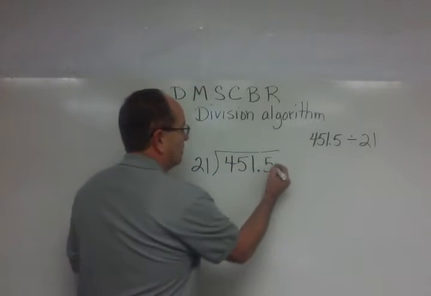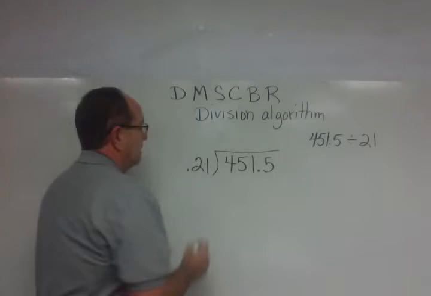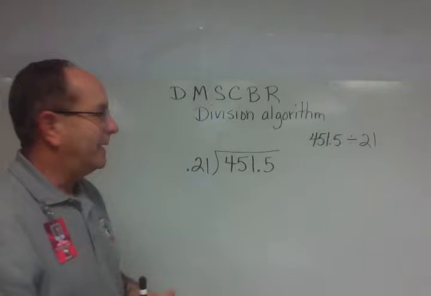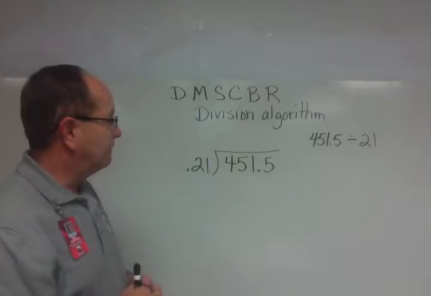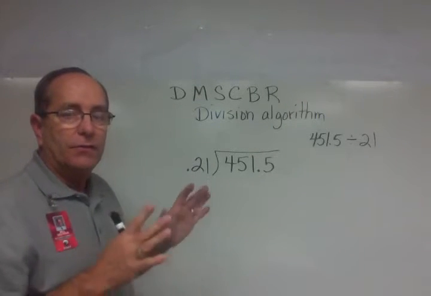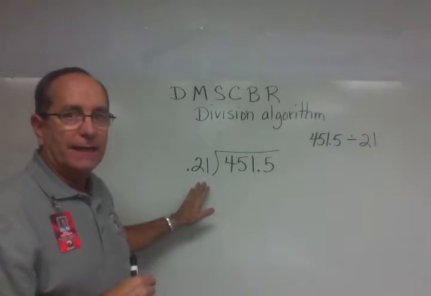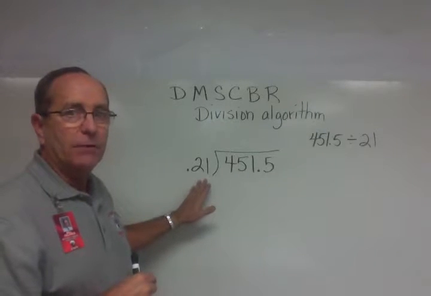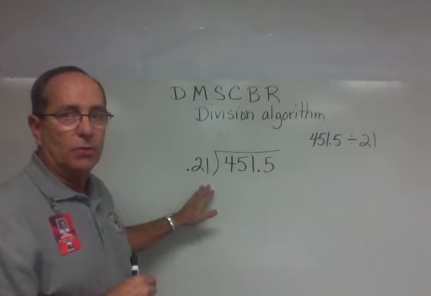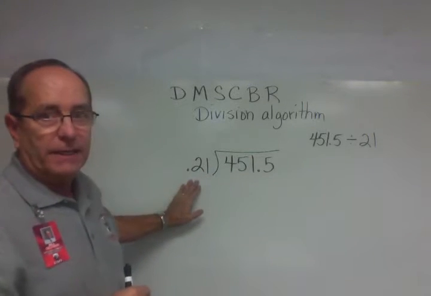And we have this number from our original number that we had. And let's say that we're dividing a number by a decimal now. So we have 451 and a half divided by 0.21 or 21 hundredths. Now this takes on a different approach to dividing. A divisor can never be a decimal number. It always has to be a whole number. Dividends can be decimals, as we just demonstrated, but not the divisor. It has to be a whole number.